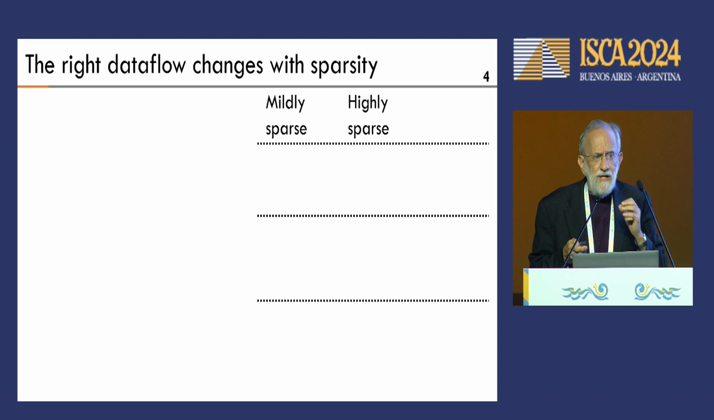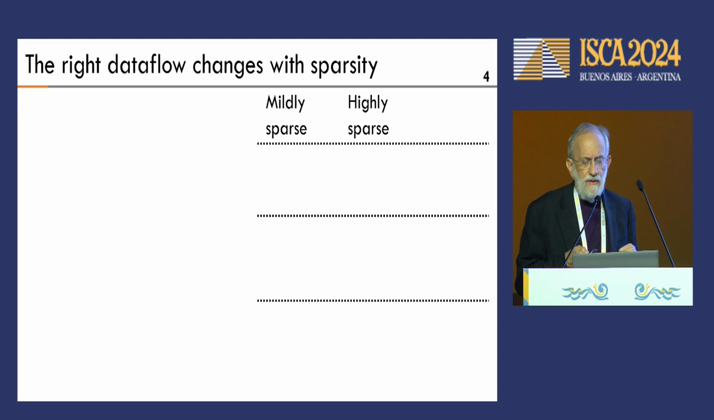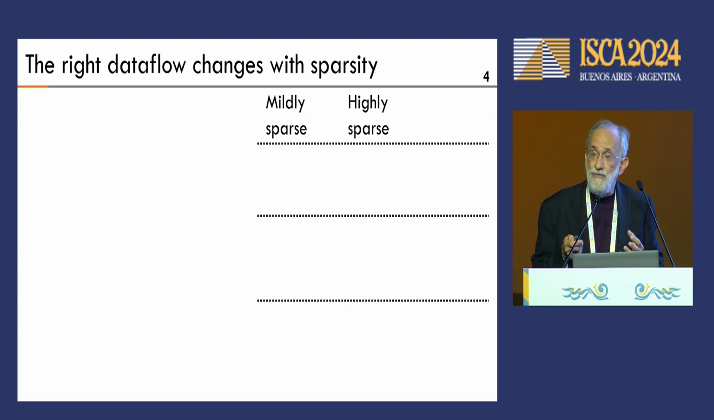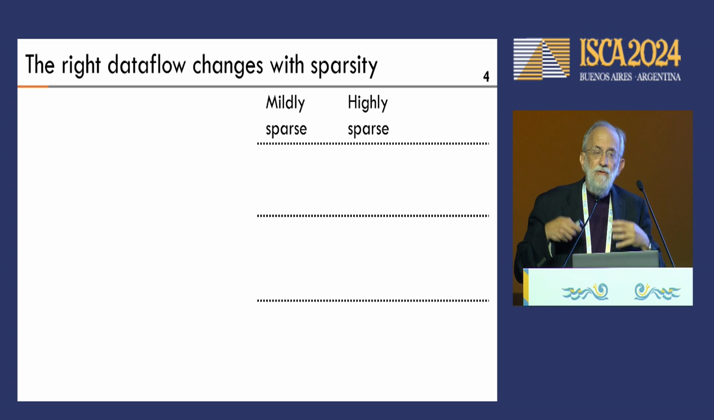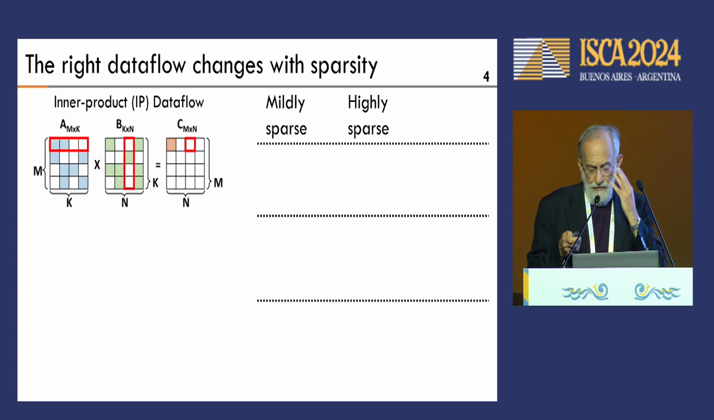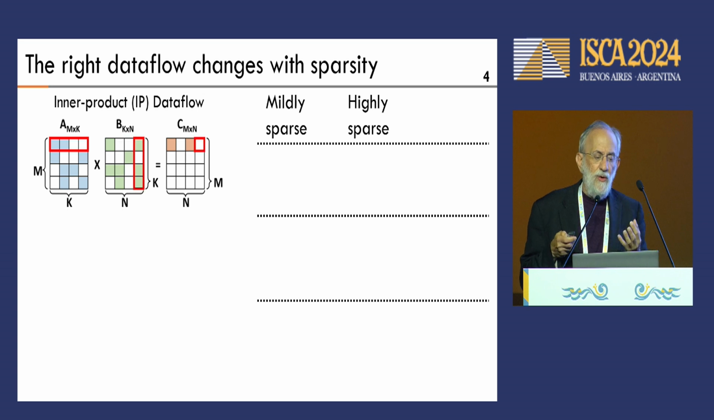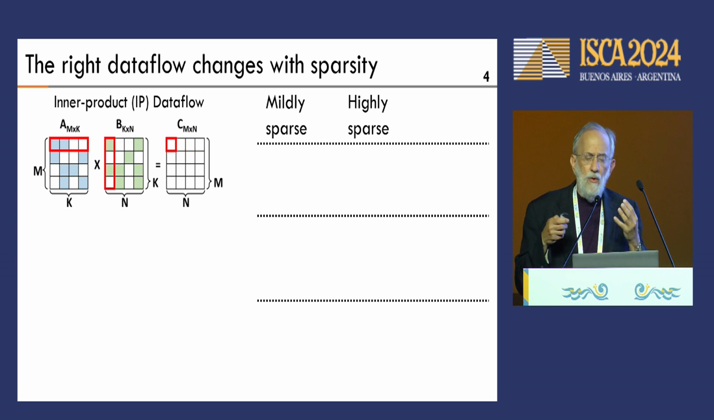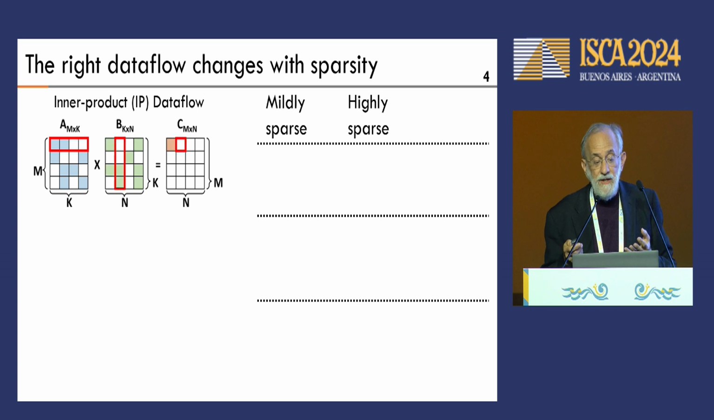Okay, let's dive a little bit deeper into how these data flows affect the performance in the face of sparsity. For matrix multiplication, very generally, there are three major data flows that exist. The first one is often referred to as inner product data flow or output stationary.